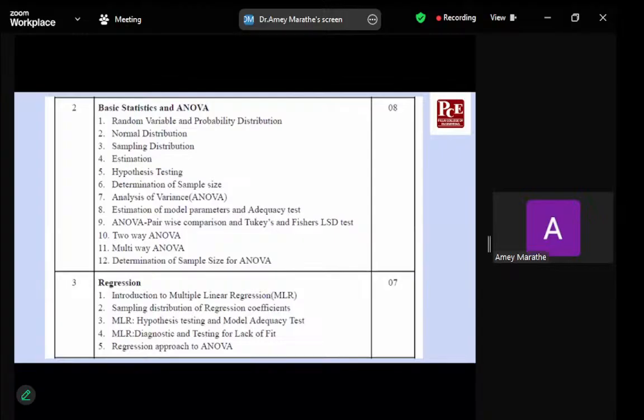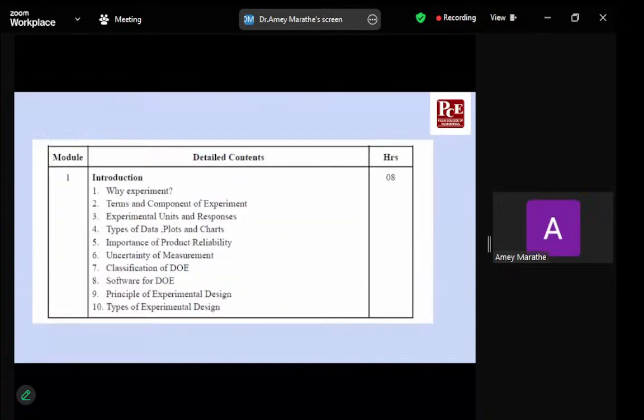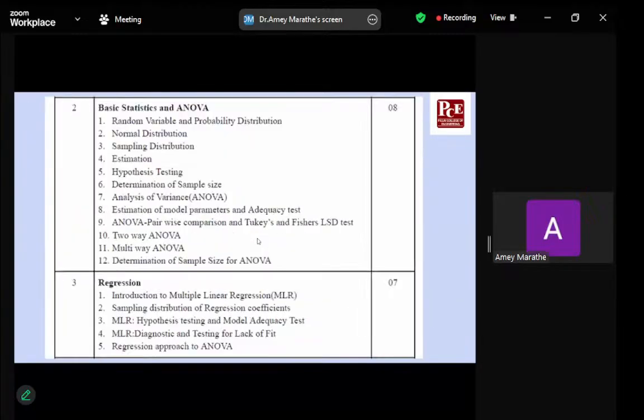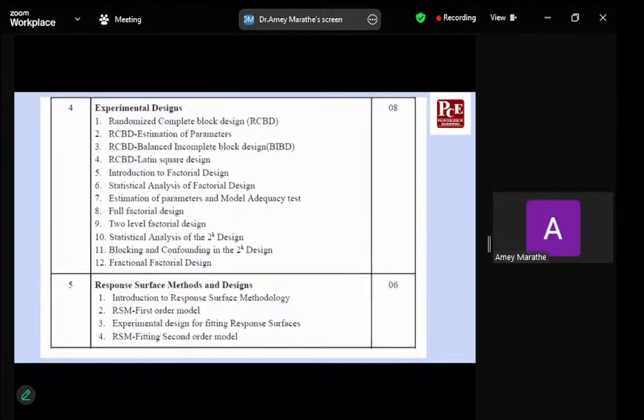Then we will study the methods. So if you go back to this example, you see, we will run the experiment and we will select the method. That is what is there in module number 3. So regression: what is a multiple linear regression? How do we use it to test the hypothesis? How can we use the regression approach to ANOVA?